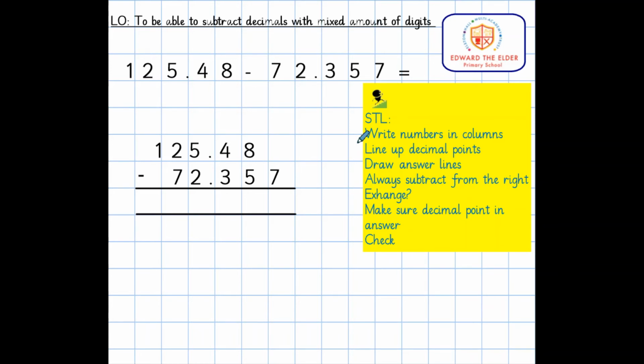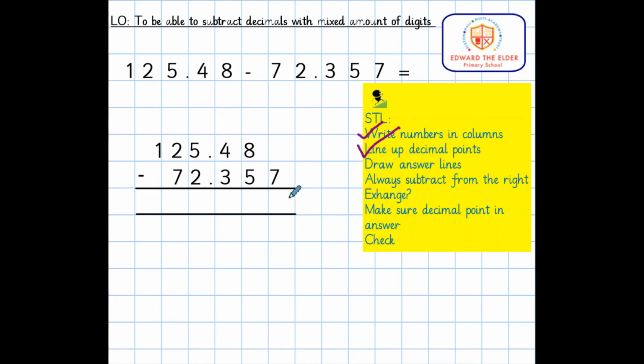Okay, so write numbers in columns. Have I written my numbers in the correct column? Yes. Okay. Line up the decimal point. This is especially important because if we don't line it up, our answer will be wrong. Thinking again to the fact that there are different amounts of digits, if the decimal points were not lined up, the columns would also be incorrect.